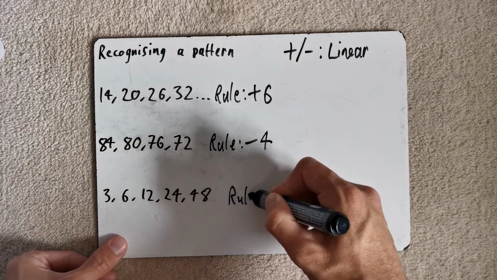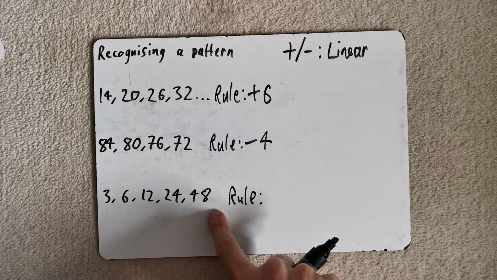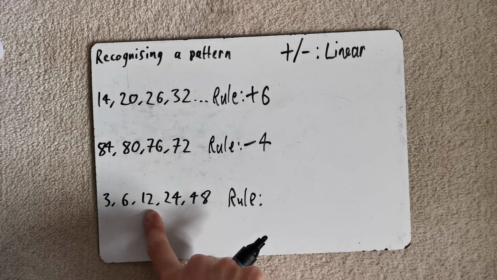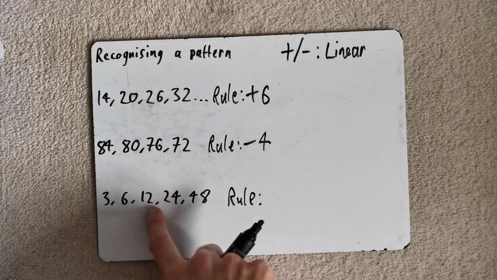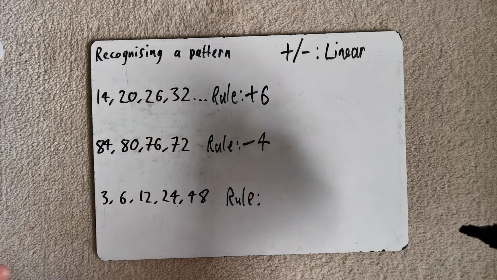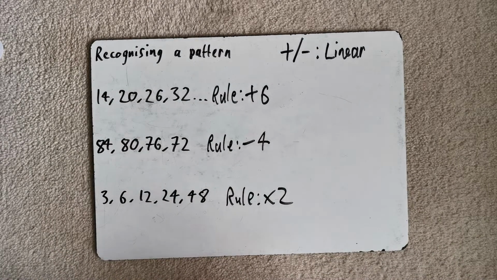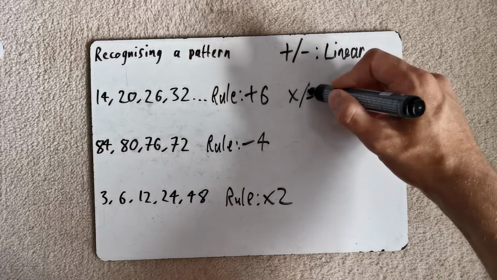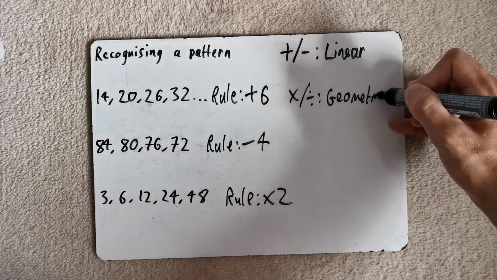Right, this one. 3, 6, 12, 24, 48. This goes up by 3, but this goes up by 6 this time, so it's not going to be an adding rule. You might notice that it actually doubles each time. So we don't say the rule is doubles. We actually put this in proper mathematical terms. We'd say times by 2. That type of sequence where you're multiplying or dividing is called a geometric sequence.